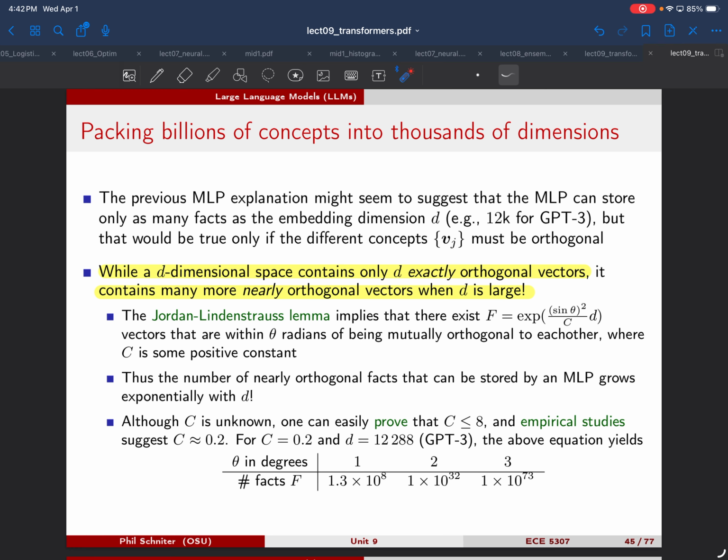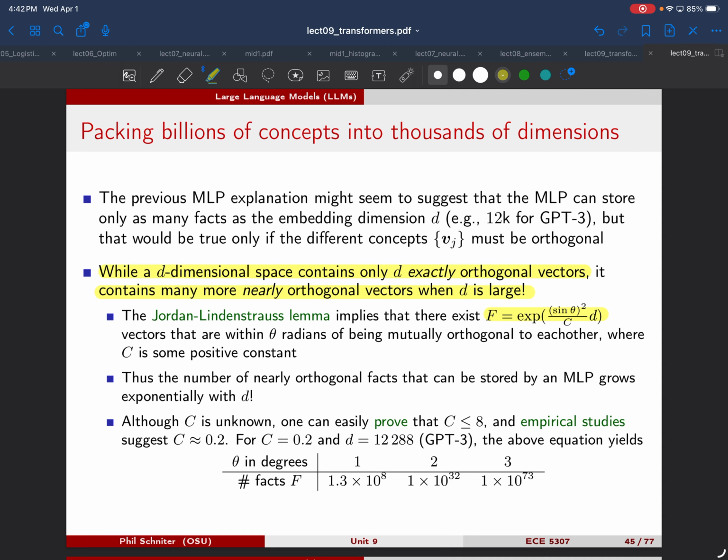So the question here is, I have a d-dimensional space and I want to pack in exactly orthogonal vectors. How many can I fit? Well, we know it's d. What if I allow those vectors to be a little bit not orthogonal? How many can I squeeze into a space? And that ends up being this number.